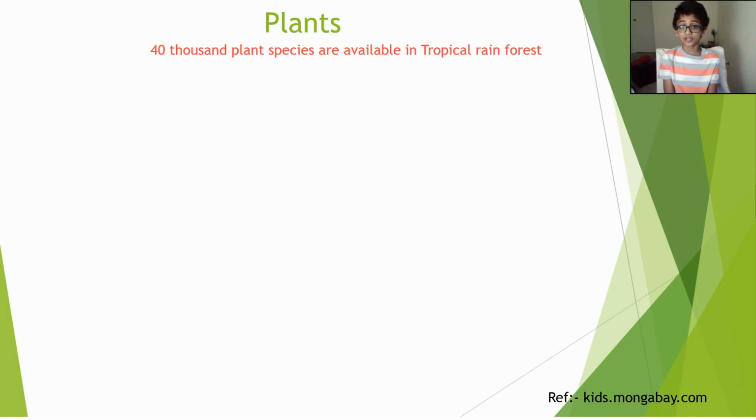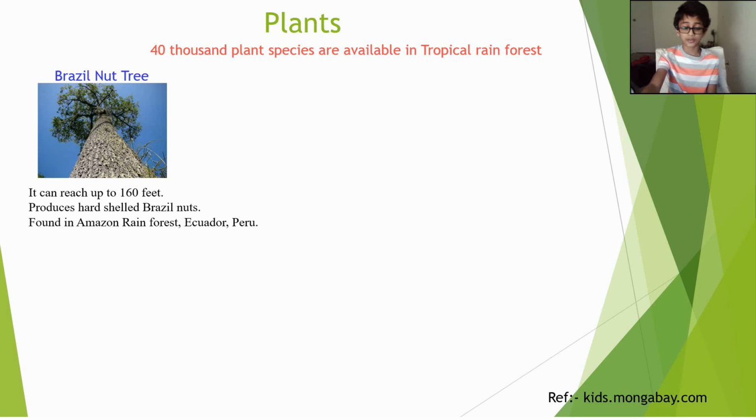So now let's go on to a few plants. There are many plants. I only got to fit a few here. So here we have 3 examples. First one is the Brazil nut tree. It can reach up to 160 feet, and they produce shelled Brazil nuts, found in the Amazon rainforest and Ecuador, Peru.